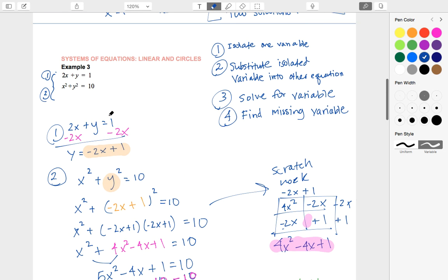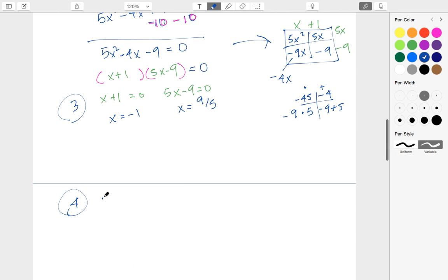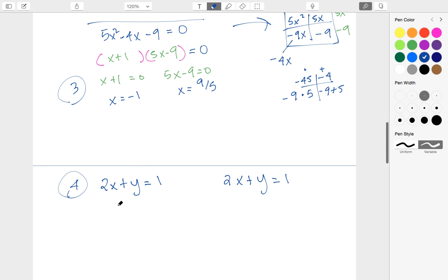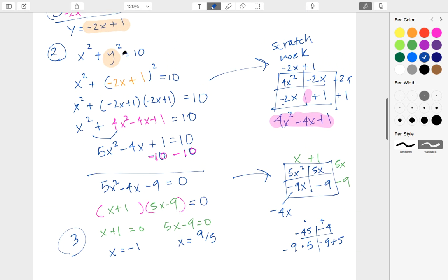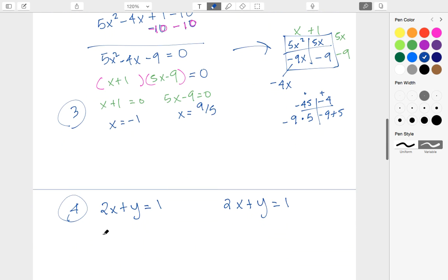And I'm going to pick, let's say we'll pick the 2x plus y equals 1 equation. Okay, so we have 2x plus y equals 1. We're going to write that 2 times because we have 2 x values. Okay, and we want to figure out what y is. So I'm actually going to use this equation where we already isolated y right here. So y equals negative 2x plus 1.